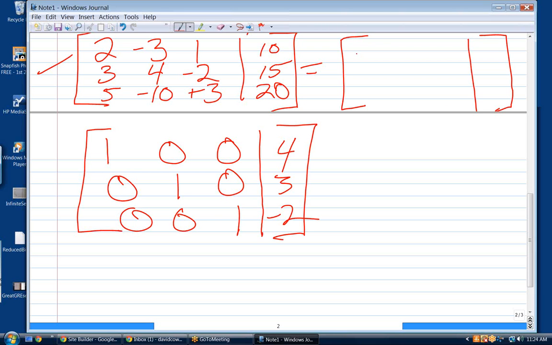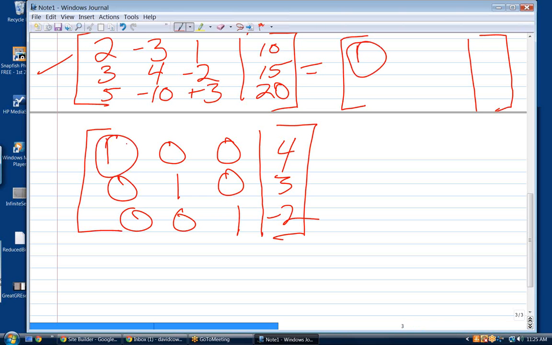So if I multiply the first row by 1/2, I get my 1. That's the key. Why 1/2? Because I'm trying to get 1 right there. In other words, I'm trying to turn this matrix into this matrix. And there's actually 2 steps.